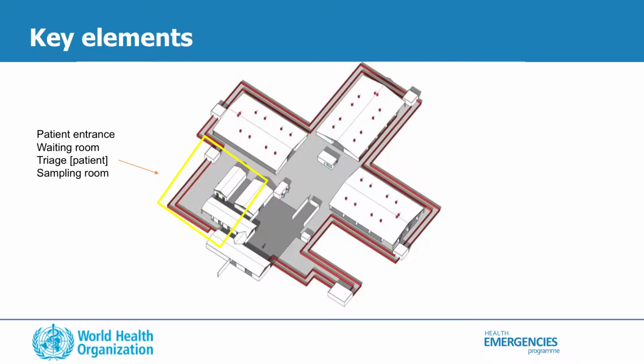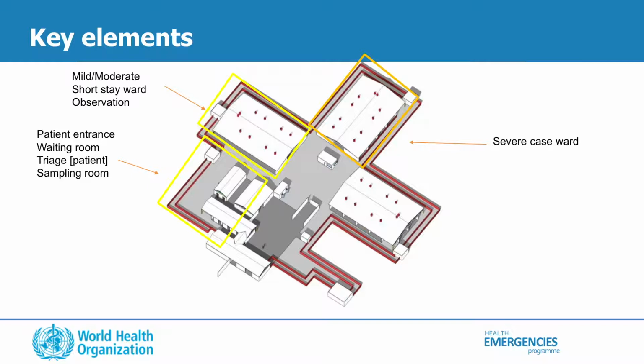The next series of slides highlights key elements of a SARI treatment center. This first part starts with where patients would enter, to the waiting room. Triage and a room for taking samples are located in this area. Here you have the mild or moderate zone for observation and/or just for a short stay. A ward for severe cases. Critical cases would be treated in this ward.